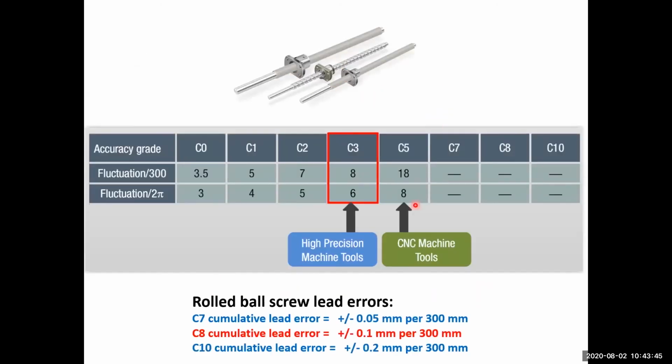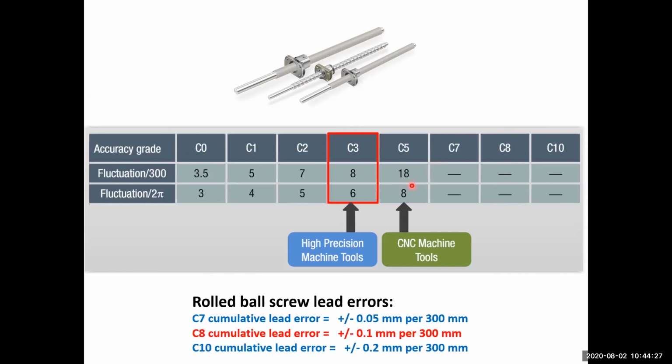These are the precision ground ball screws. So you see cumulative lead error, also called fluctuation, over 300. A ball screw may be 4 meter long, another may be 2 meter long, another may be 800 long. You cannot compare lead accuracy that way. So what we do internationally is compare over any part of the thread which is 300 mm long. 300 mm here, 300 mm here, 300 mm here, wherever you take. What is the cumulative lead error? That is how we compare the accuracy of ball screws.